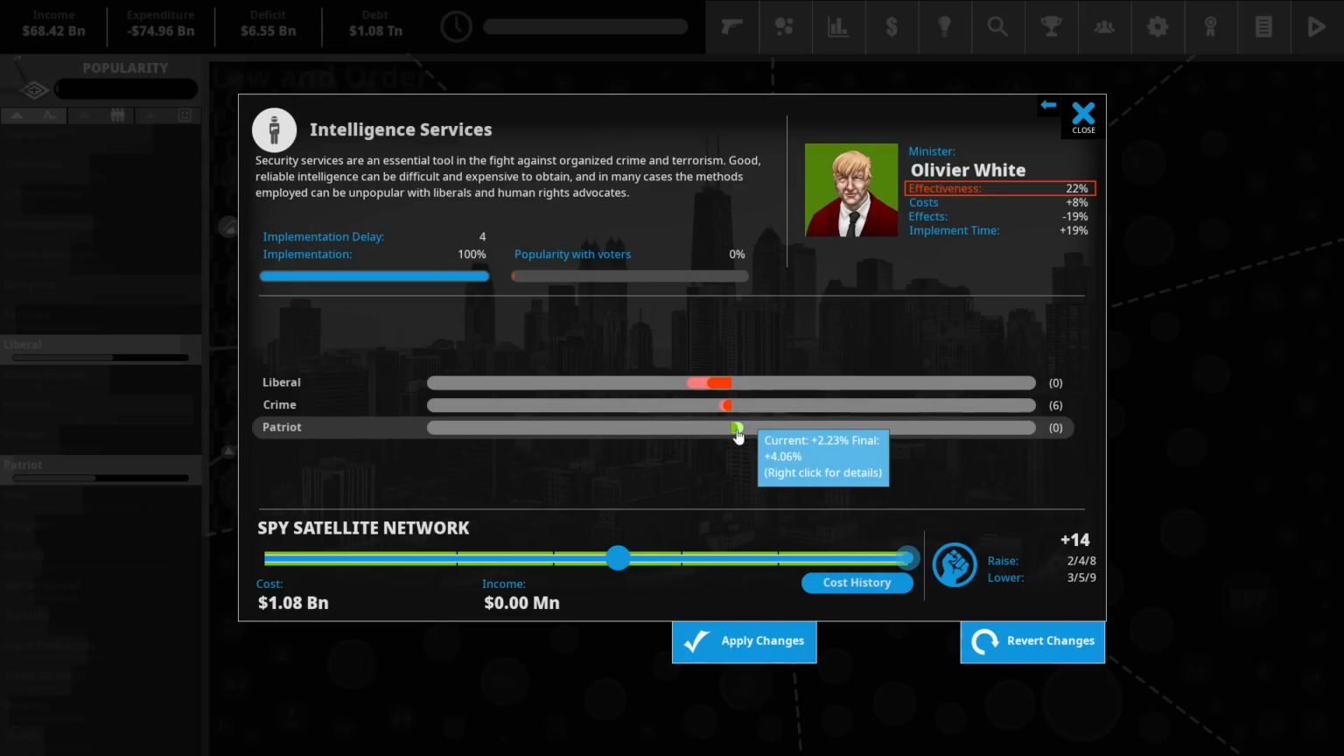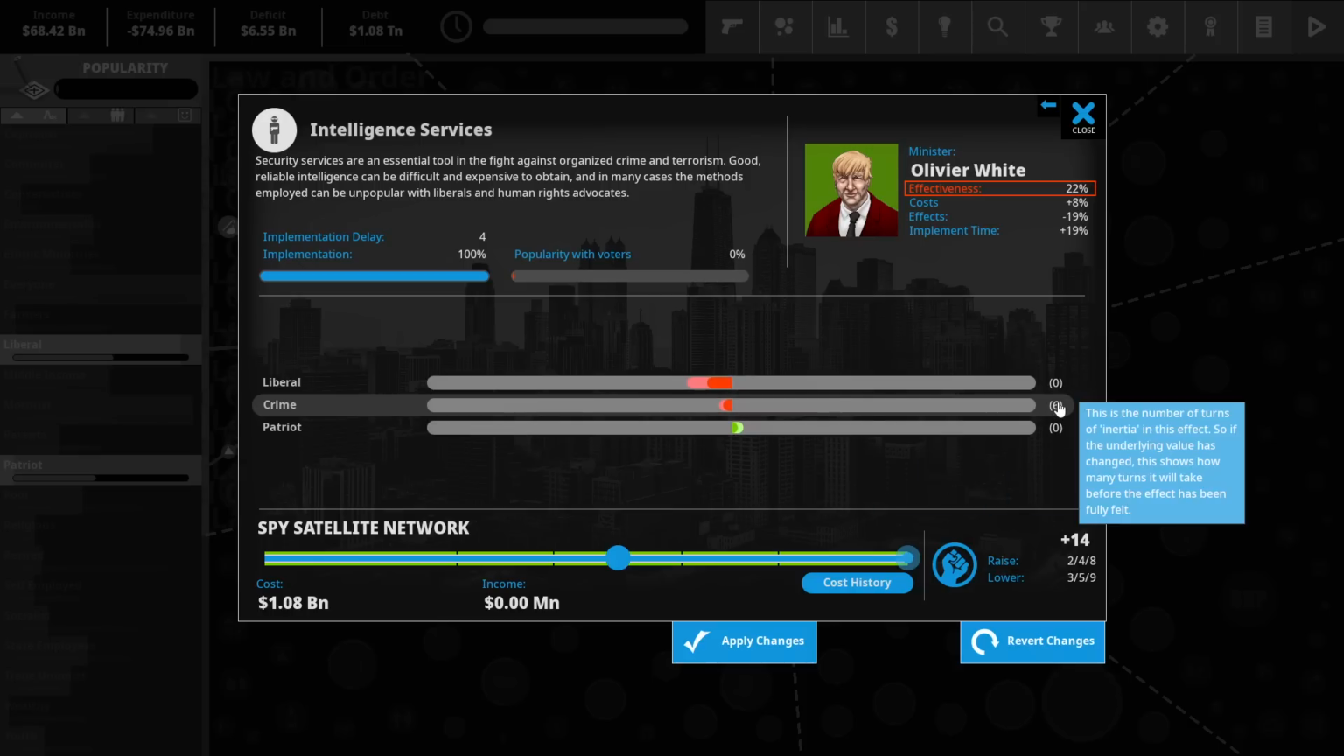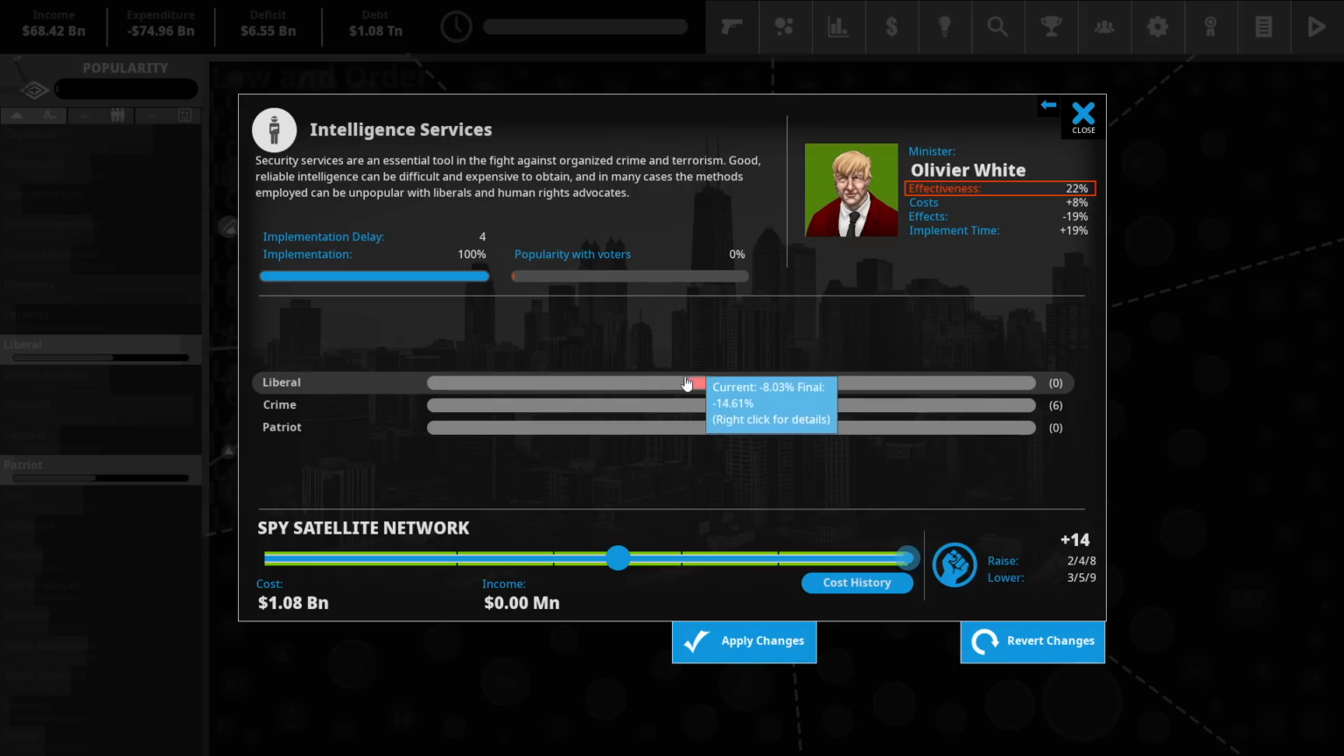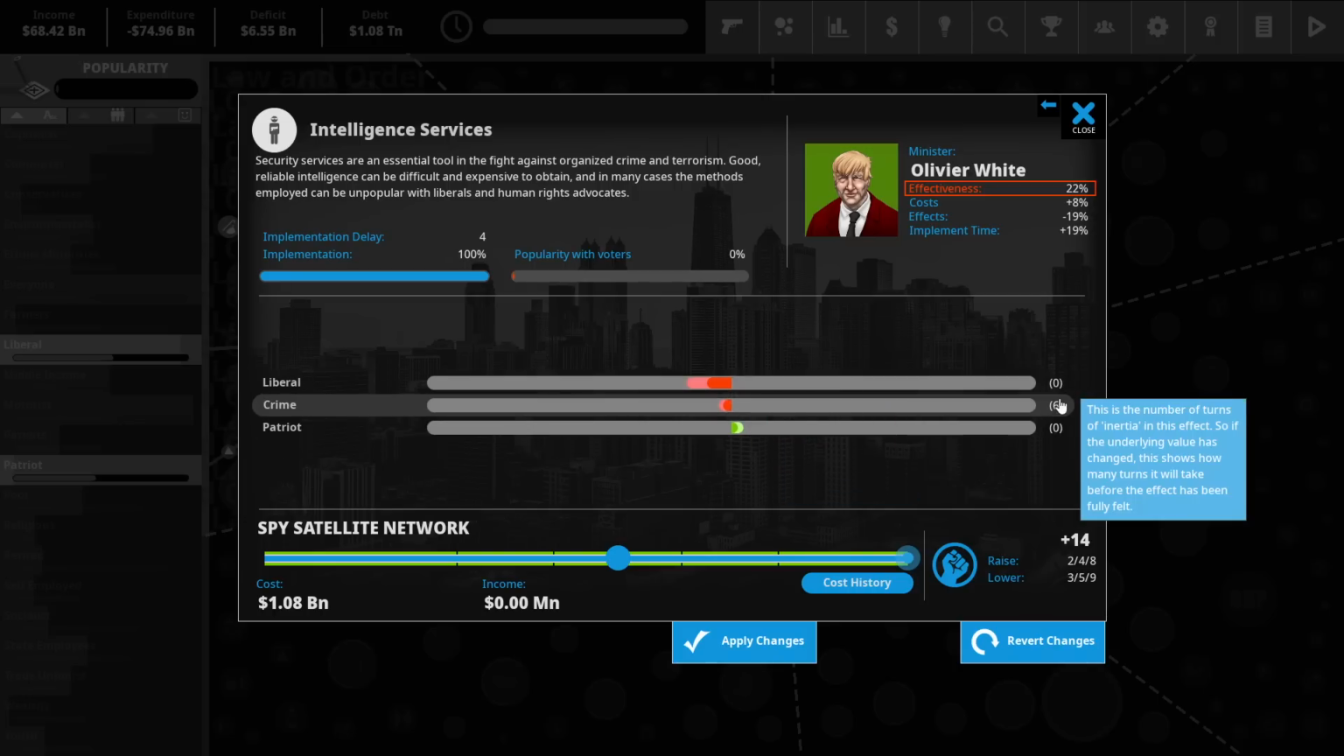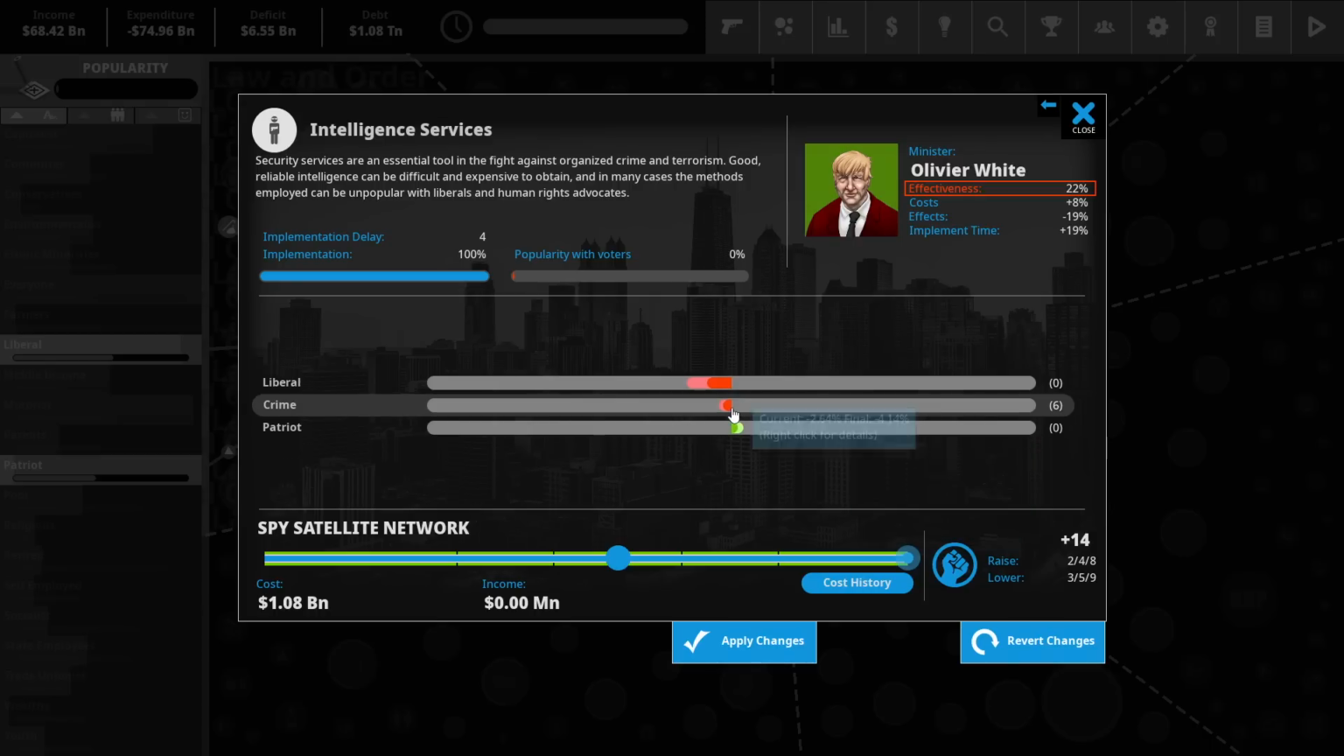The patriots of our nation would be happy with this, because the patriots are a little bit more authoritarian, xenophobic, that kind of vibe over here. So they figure a strong spy network is going to be a good idea. The number over here is how long it takes for these changes to actually apply. So if I were to crank this up, immediately liberals would get cranky and the patriots would be a little higher. And over a period of time, the crime would be decreased a little bit. So some things happen instantly and some things take a while before they actually have an effect. We're going to revert this change because I don't actually intend to make this change, at least not right now.